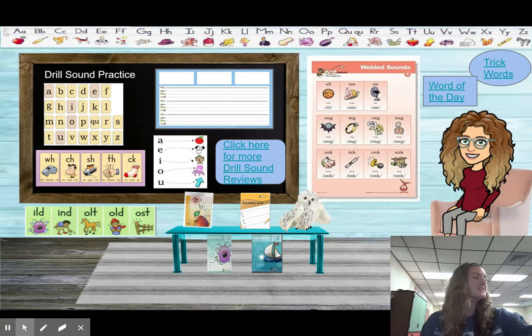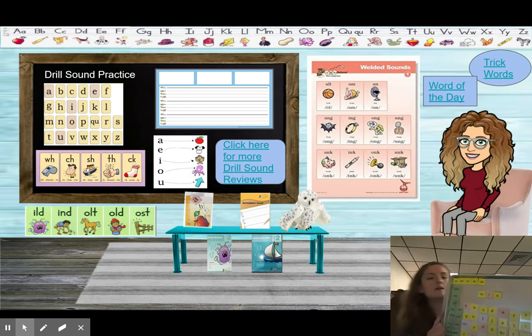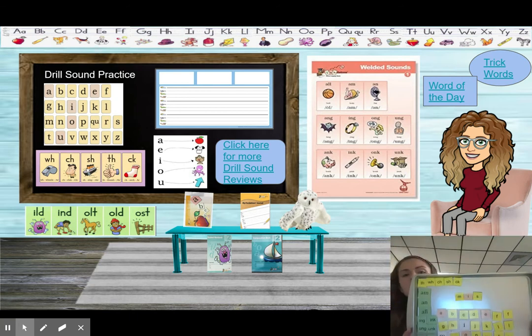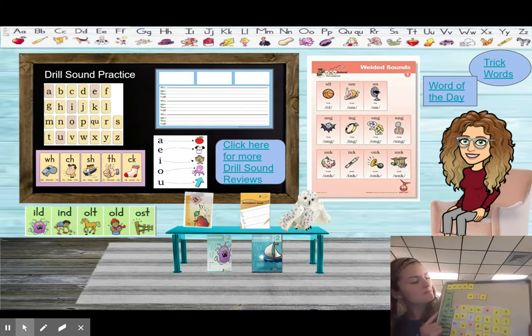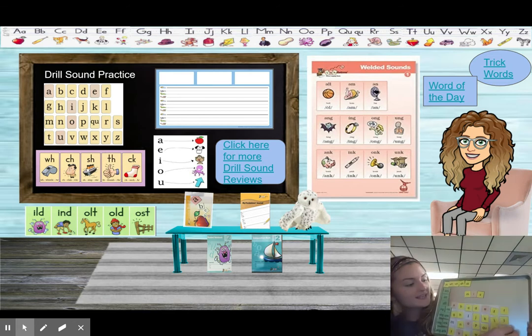All right, so today we're going to be talking about bonus letters. So I'm going to make a word, and I want you to see if there's anything I'm missing. I made the word miss. What am I missing in the word miss? Think about it. I'm missing a bonus S.